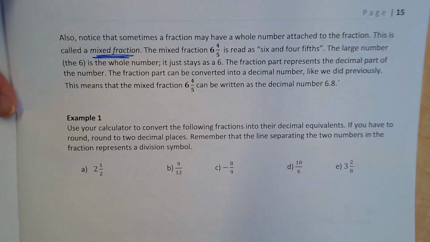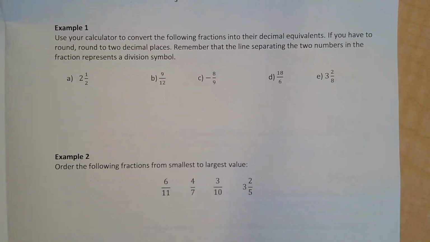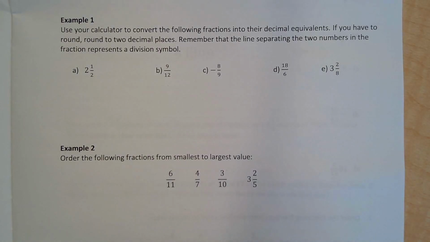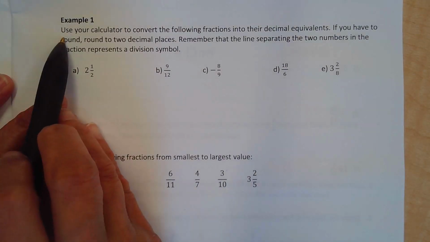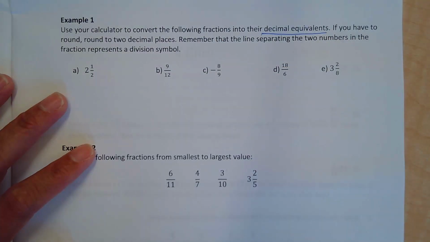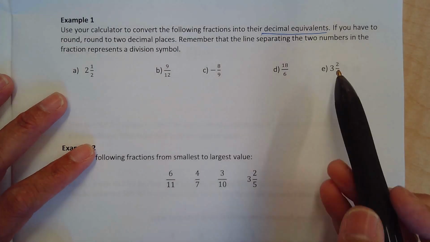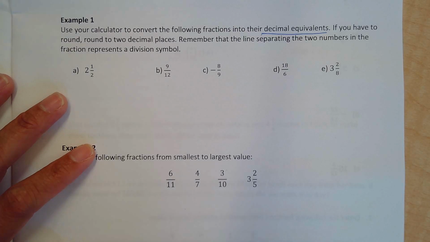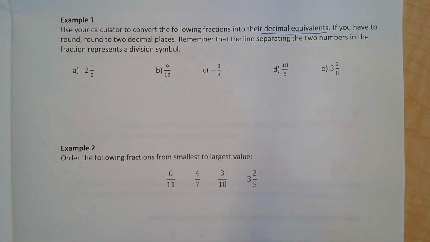So there's a lot of talking in here. Let's take a look at example 1. We're going to turn to our calculator. It says here, let's use our calculator to convert the following fractions into decimals. Converting means to change. You're going to change the fraction into decimals. If we have to round, we need to round to 2 decimal places, and we're going to keep doing that pretty much throughout the course.